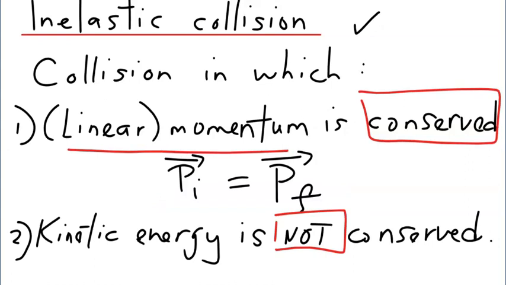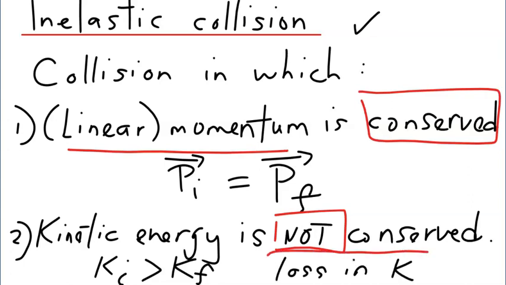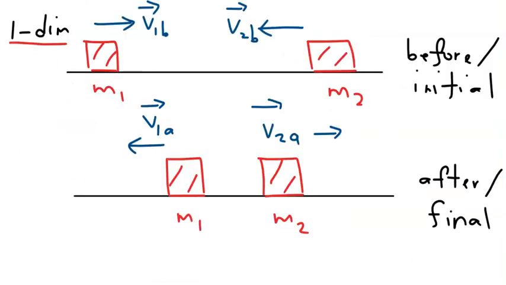The second condition is the kinetic energy is not conserved. So the kinetic energy before the collision, that is, the initial kinetic energy, is always greater than the kinetic energy after the collision, or the final kinetic energy of the system, signifying a loss in kinetic energy of the system during the collision. The following diagram depicts what happens in a typical one-dimensional collision.